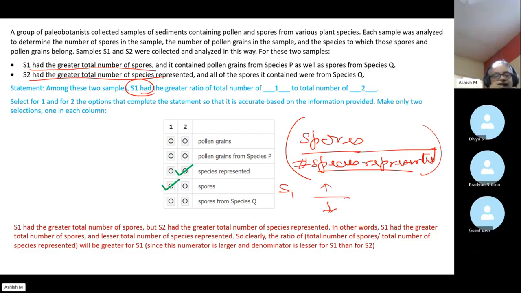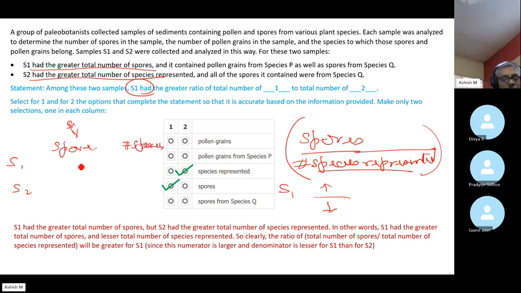Okay. So let's actually talk about that. I see your point, Pradhan. I will have to look into this question, because Pradhan has opened up a very interesting point. Let's actually discuss that. Forget this. Let's say S1 and S2 are the two samples. Spores and number of species represented. Correct? Okay. Correct. Can you give me an example?